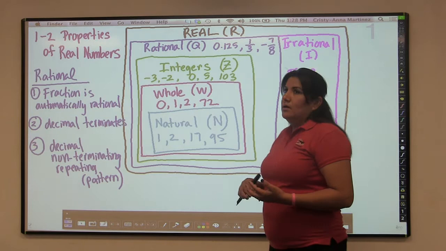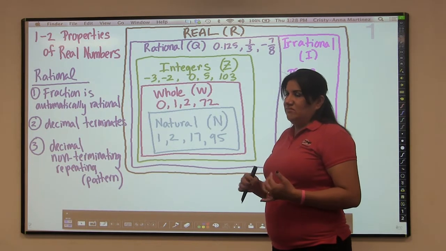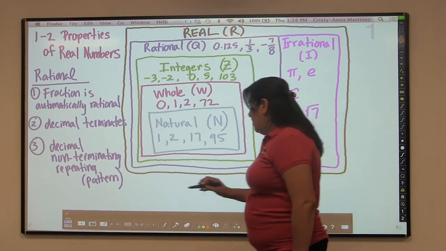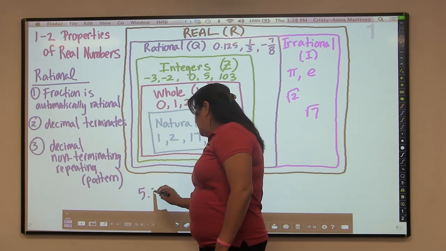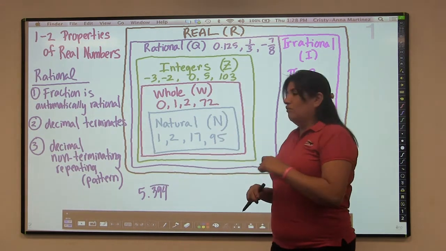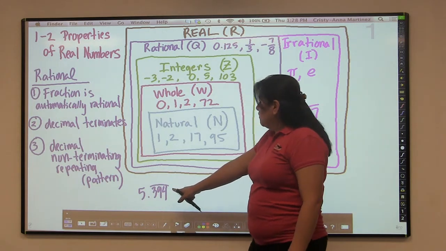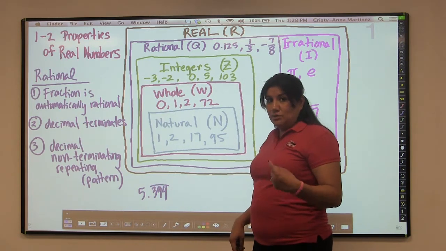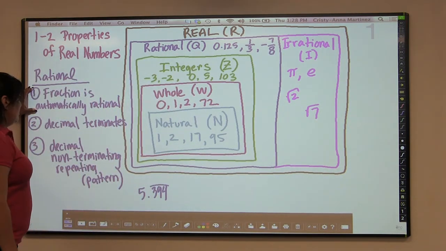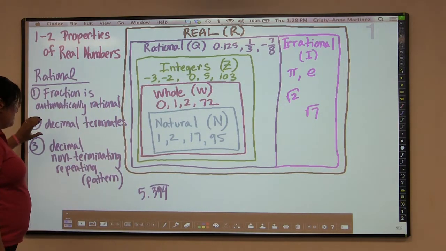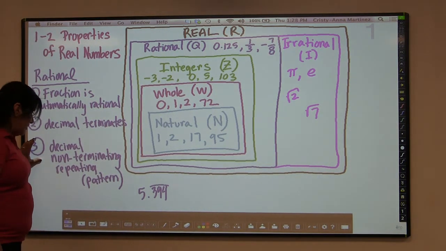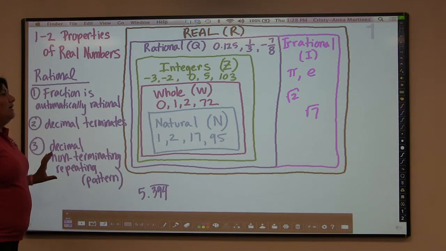Okay, so it could also be something like 0.67676767. It could be 5.394, and you guys know how that works. You would write a number like 5.394, and then that whole part that repeats, you put a bar over it. So anything that has a decimal with a bar over it, which indicates that it's repeating, is going to be considered rational. So just again, any fraction, automatically rational. Any decimal that terminates, rational. Any decimal that doesn't terminate but repeats or has a pattern is rational.